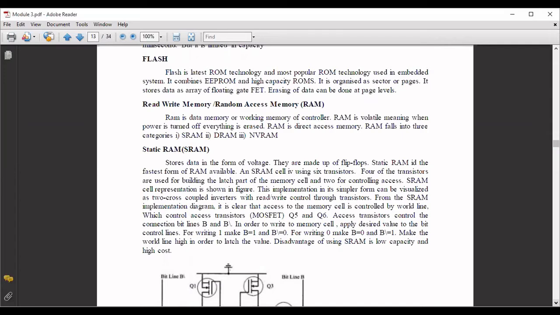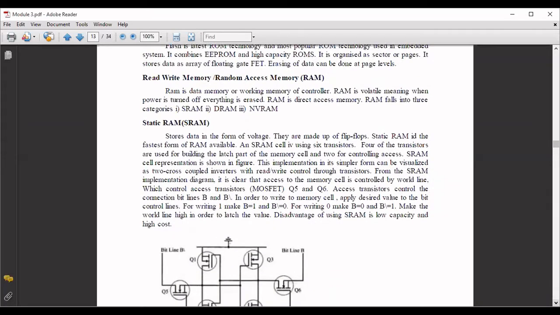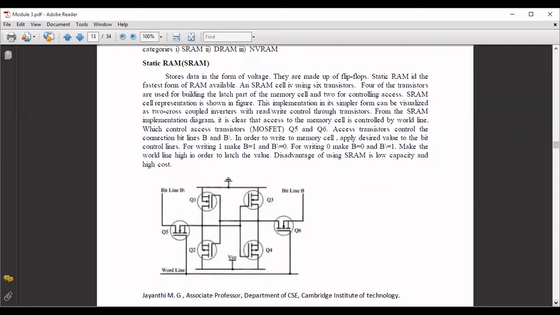Static RAMs are made up of flip-flops. Static RAM is the faster form of RAM available. In the design of this static RAM, you are using 6 transistors. Here is a diagram you can see.